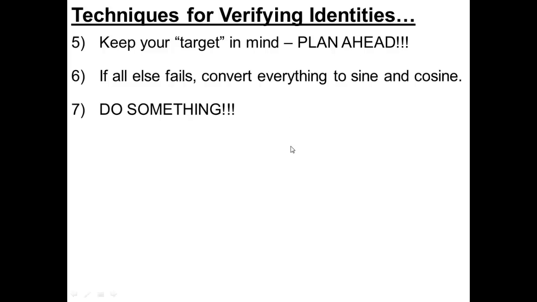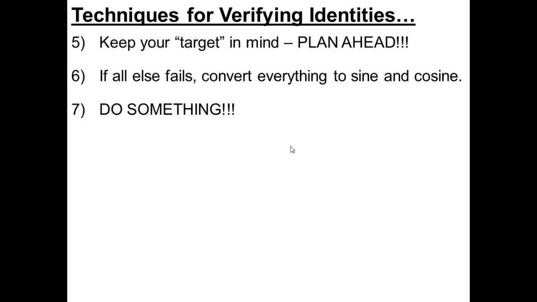Do something. There are 23 fundamental identities that you have memorized. There is absolutely no excuse for staring at a problem and not knowing what to do. There is something there. It's black and white. All you have to do is try it.